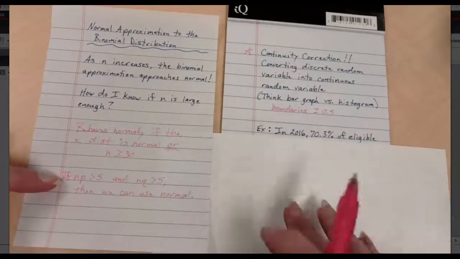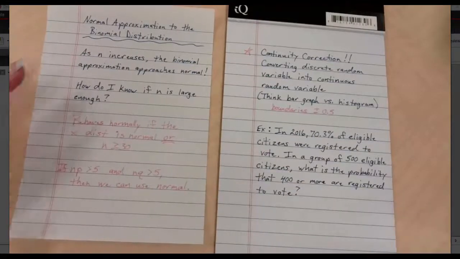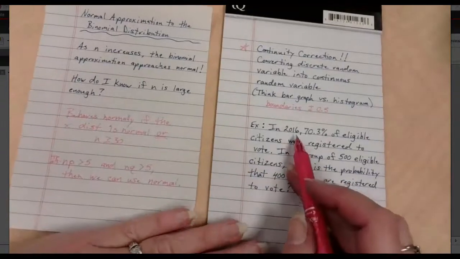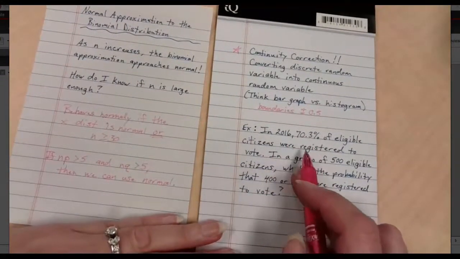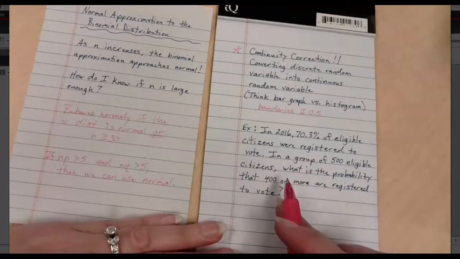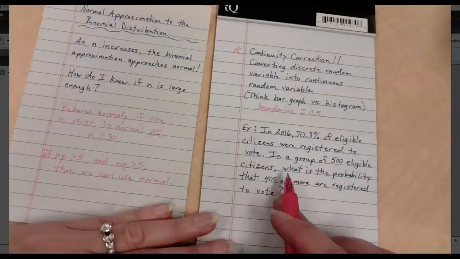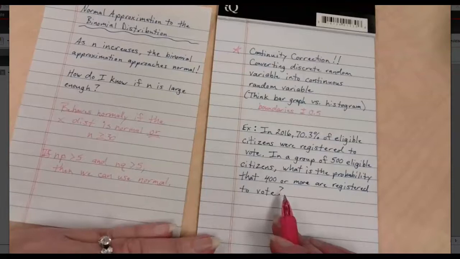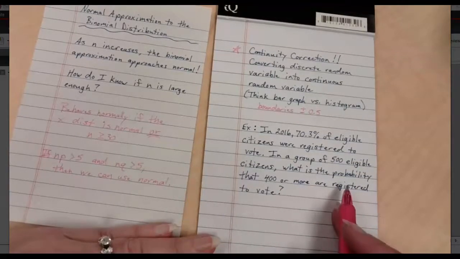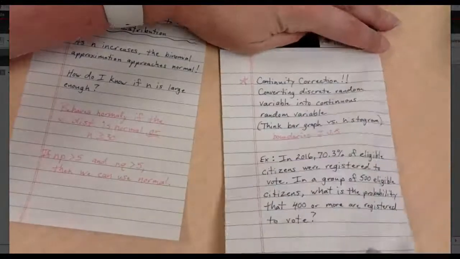What else do we need? Let's ponder that, shall we? Here's a problem that I made up, although I actually did Google this. In 2016, 70.3% of eligible citizens were registered to vote in the U.S. So let's say that we have a group of 500 eligible citizens sitting in front of us. What is the probability that 400 or more are registered to vote? We're looking for a probability.